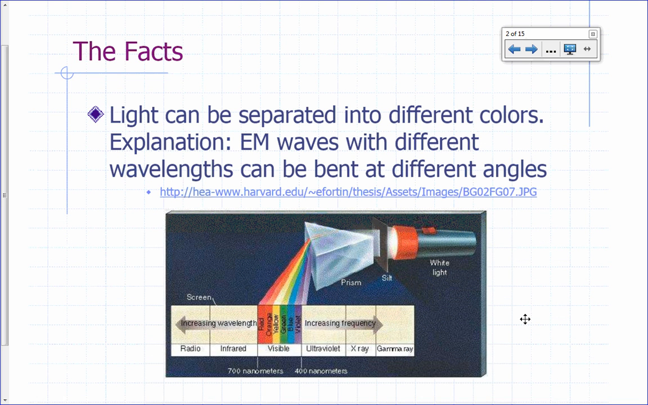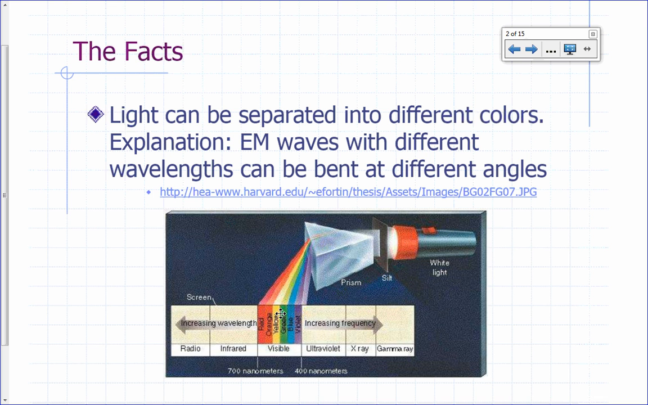Some facts about light. Light you can separate into different colors. So, for example, if you have a flashlight running through a prism, you're familiar with this. It separates into the colors of the rainbow. And remember, the wave model of light allows us to explain this. We say each color is associated with a different wavelength. So waves with different wavelengths are bent at different angles.